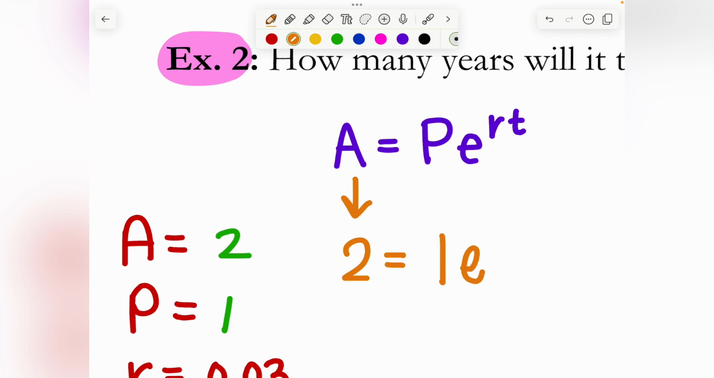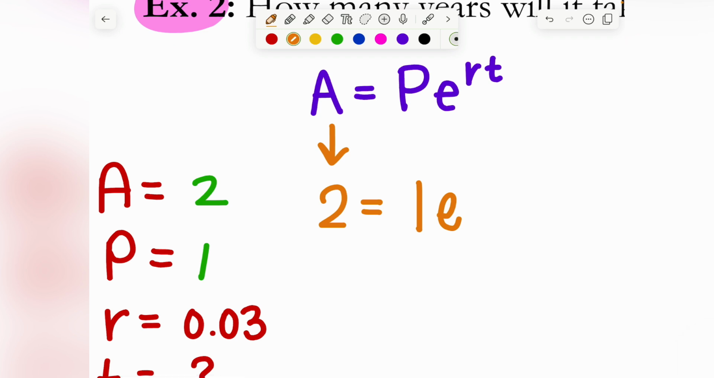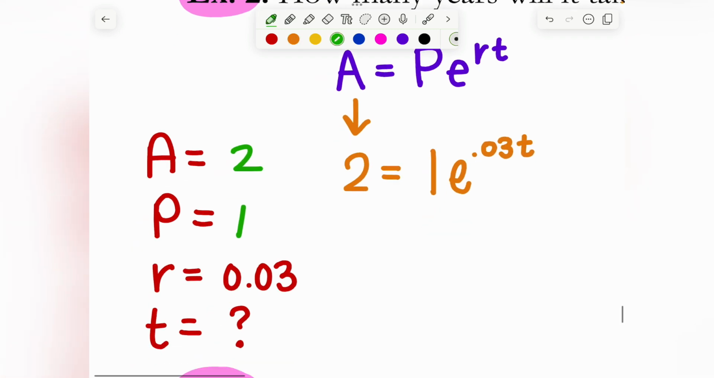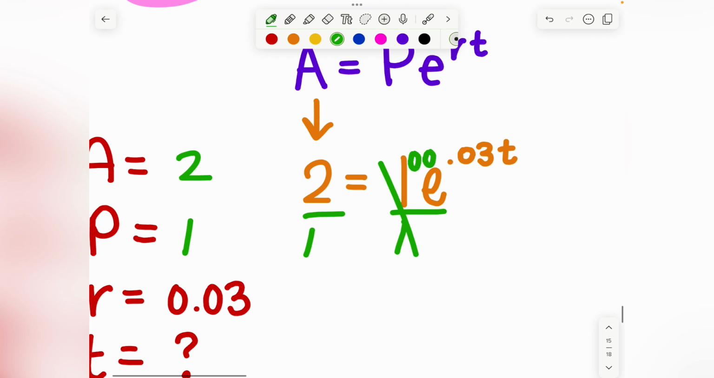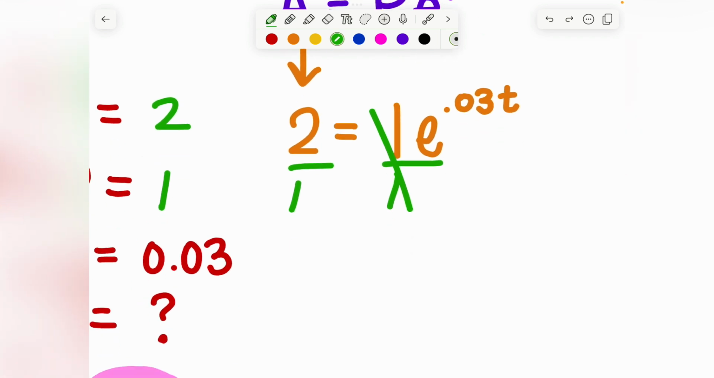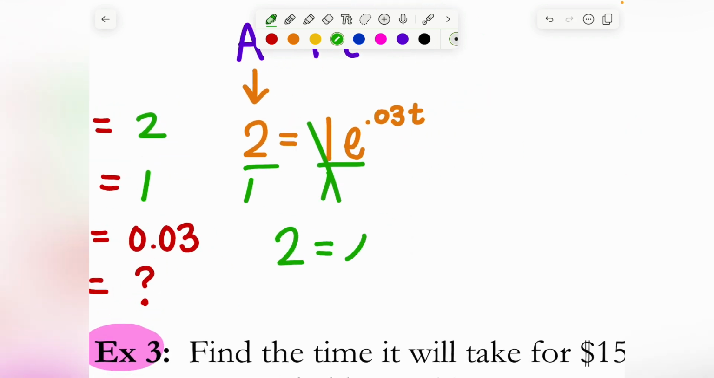e is just the number e. The rate is 0.03, and the t is unknown. Now, the first step is going to be to divide over whatever this number is. So let's say I had 100 here and 200 here. Well, 200 divided by 100 is 2. So no matter what numbers I choose, when I divide that number over, I'm going to end up with 2 on the left anyway, which is why I always choose 2 and 1.